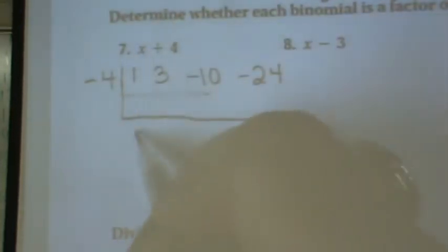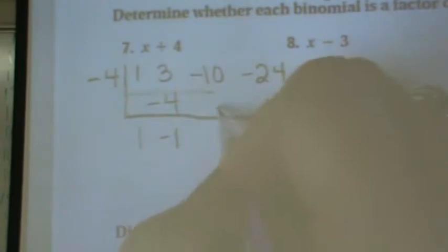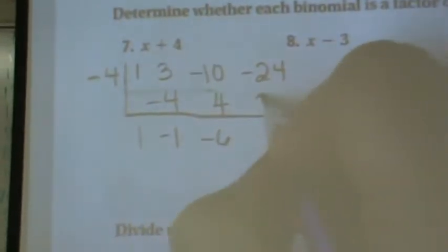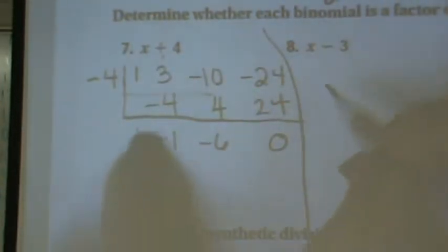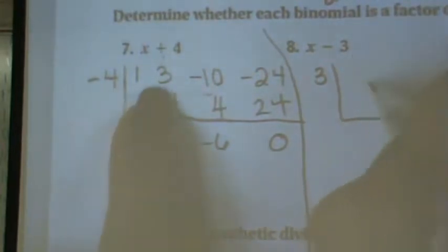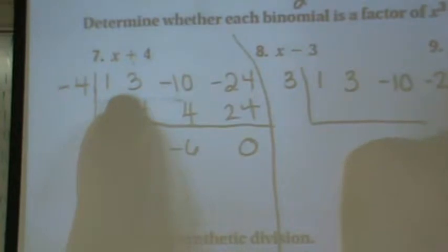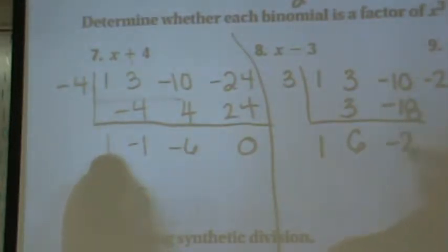Okay, you bring down the 1, multiply, add, and multiply. So you get a 0 here, so yes, this is a factor. Do the same thing here. You're going to put a 3 out here. And you're going to put the 1, the 3, the negative 10, and the negative 24. Bring down the 1. 3 times 1 is 3. Add. Multiply. And you get negative 24.